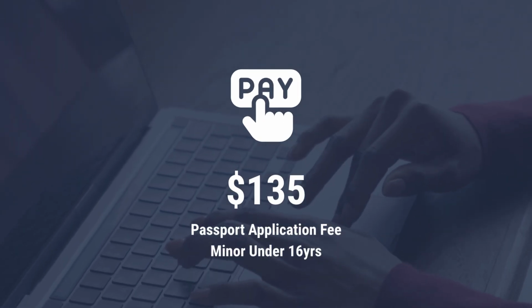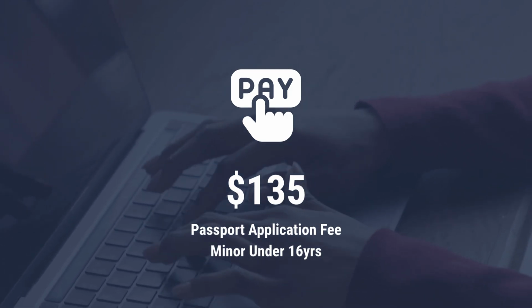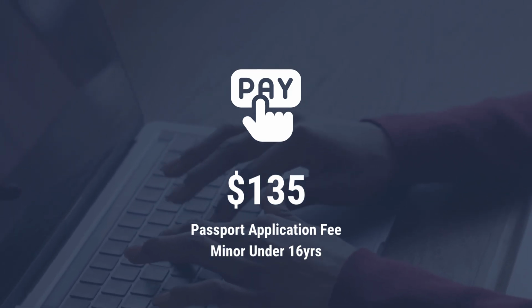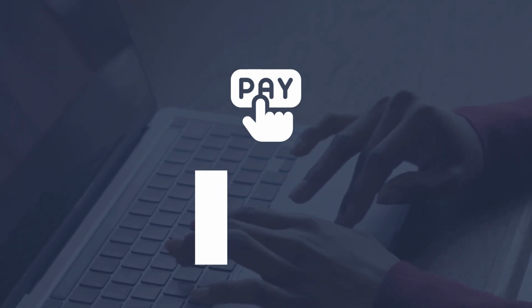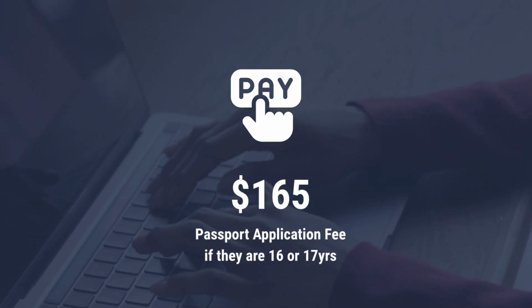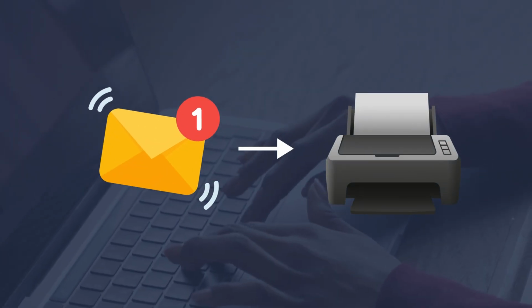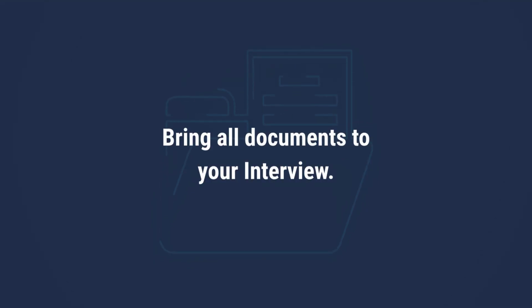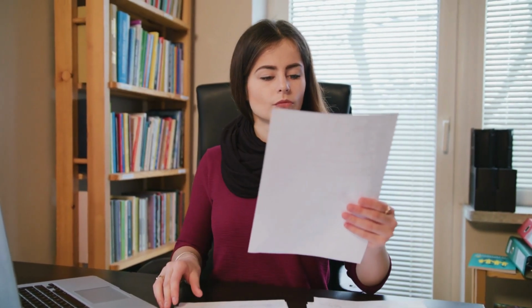Finally, it is very important to pay the $135 passport application fee for a minor under 16 on pay.gov using the link provided to you in an email prior to your appointment. If your child is 16 or 17, you will need to pay $165. You will then print out the payment confirmation email. Make sure to bring all documents to your interview. The interviewing officer will need physical copies. If you do not have them on the interview date, your application may be suspended until you provide them.